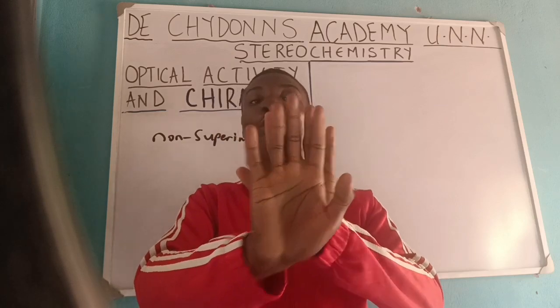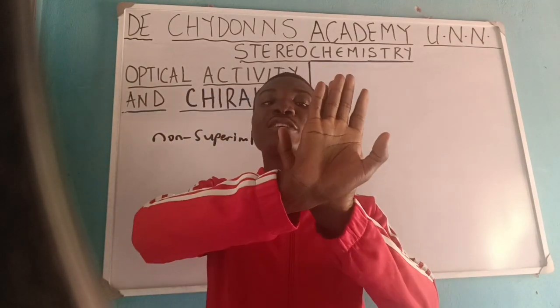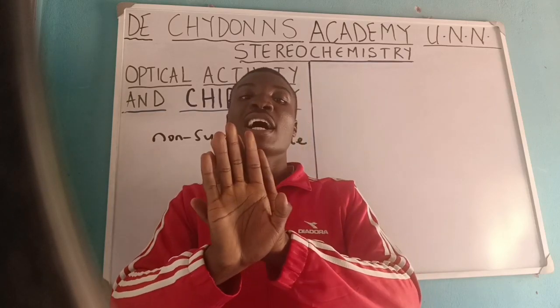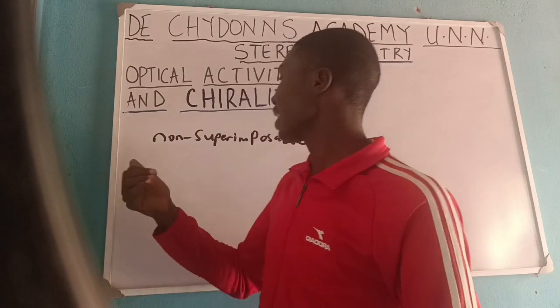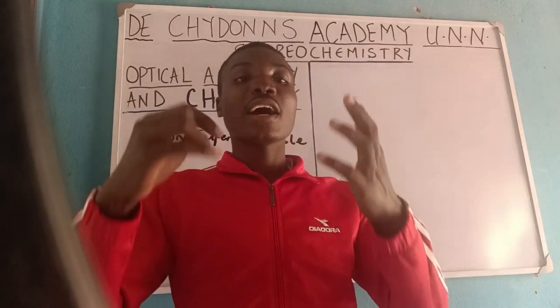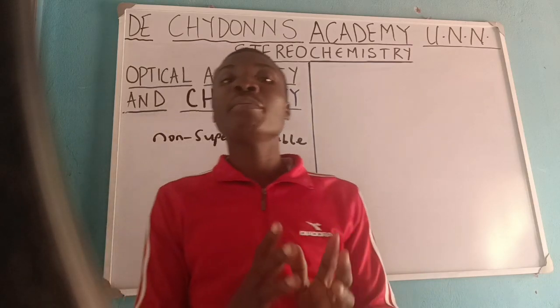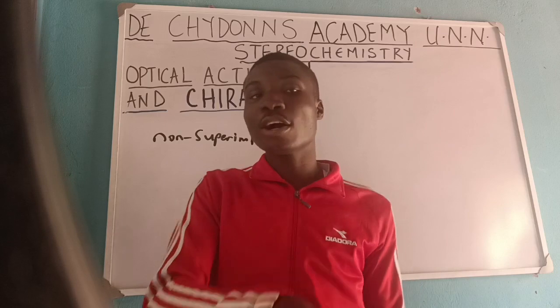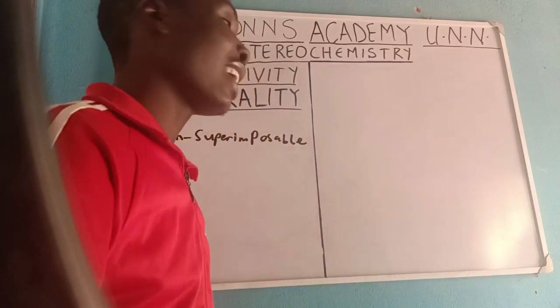No matter how hard I try, my right hand can never be superimposed on this particular hand. So the implication is that what we have here are mirror images that are non-superimposable. You call such objects chiral objects. But objects whose mirror image can be superimposed on itself are referred to as achiral objects. So I'm going to be writing that down.